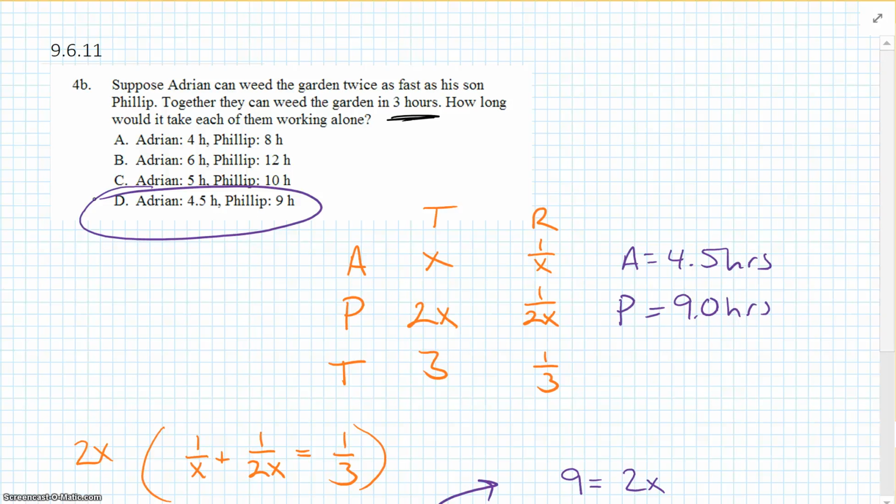Okay? Be very comfortable doing these type of word problems, not only for this test in this class, but for the ACT and SATs. They love these type of questions.